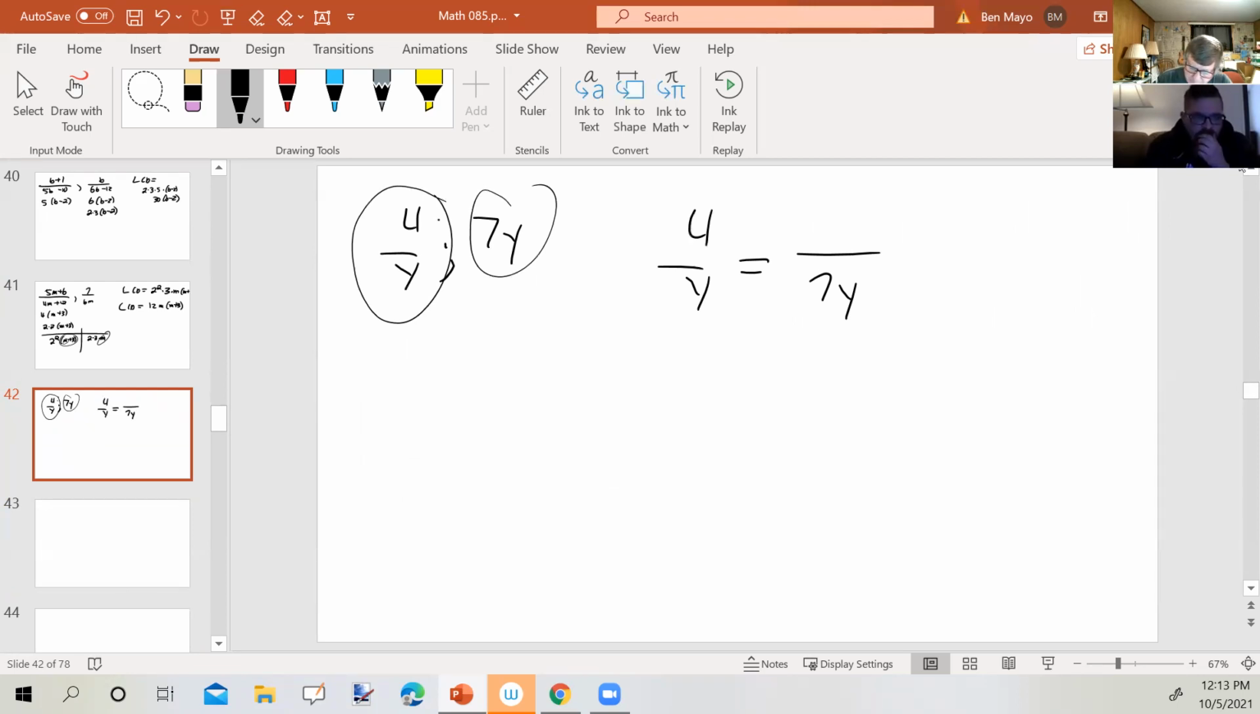Okay, now, what do I have to multiply by y to get 7y? By 7. But if I multiply the denominator of a fraction by a number, I have to multiply the numerator by the same number. So 4 over y equals 28 over 7y. That's the answer that they're looking for. All right with that? Okay.